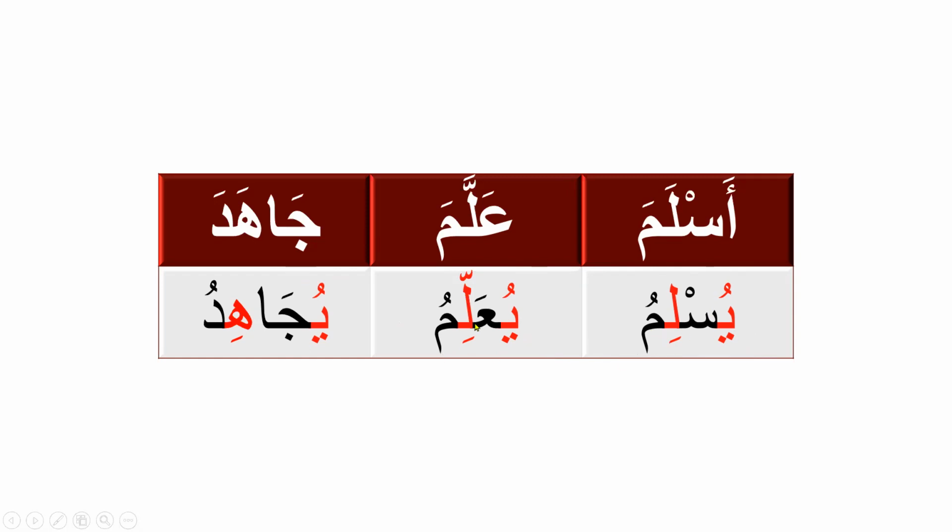The U-E sound, here the U-E sound. Yuslimu, Yu'allimu, Yujahidu. Right? So this is a similarity. U-E, U-E, U-E. These three families have the U in the beginning and E in the middle. Alhamdulillah. Aslama, Allama, and Jahada.